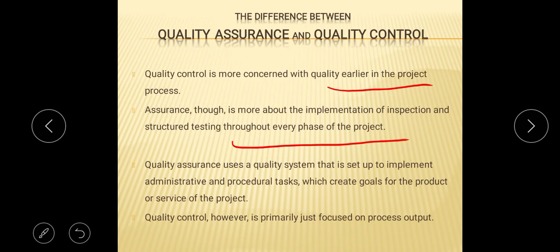Okay, next, quality assurance uses a quality system that is set up to implement administrative and procedural tasks, which creates goals for the product or service of the project. This provides a systematic measurement and comparison with a standard, along with a monitoring of processes and a feedback loop to make sure no errors pass through production. Quality control, however, is preliminary, just focused on process output.